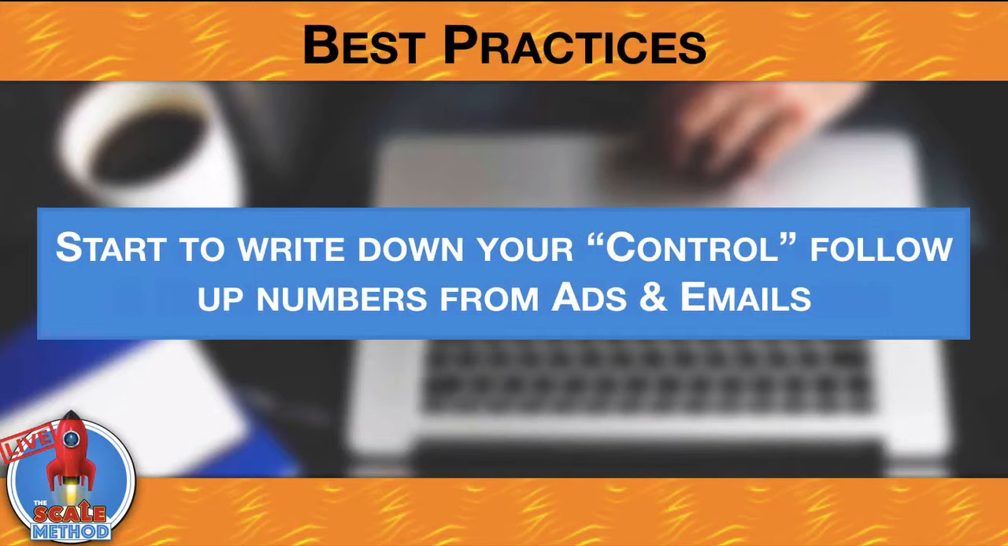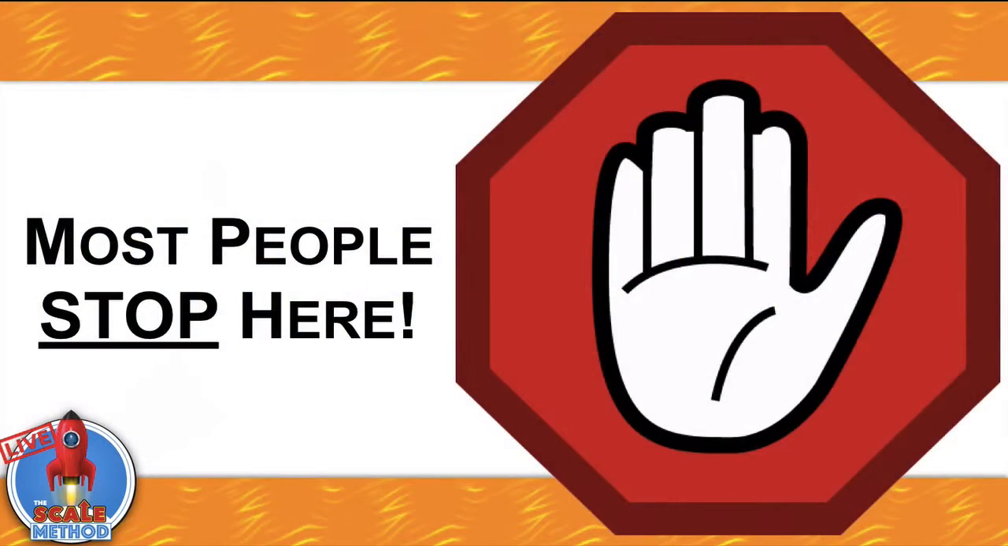Start to write down your control and follow-up numbers from your ads and emails. Know how many people are opening your emails, clicking on the links in your emails. What is your cost per like? How much does it take to get a cost per click to your website? How many clicks does it take to get an opt-in? How many leads or opt-ins does it take to get a sale?